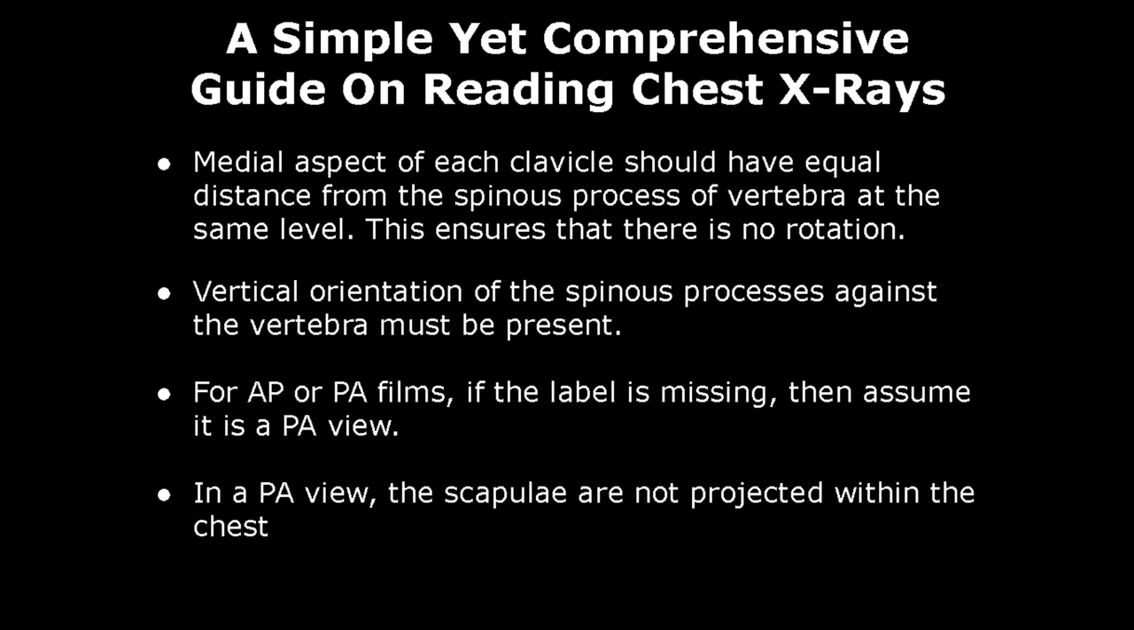To make sure that there is no rotation, you can check the medial aspect of each clavicle, which should have equal distance from the spinous process of the vertebra at the same level. Also checking for the vertical orientation of the spinous process against the vertebra also helps in checking for rotation.